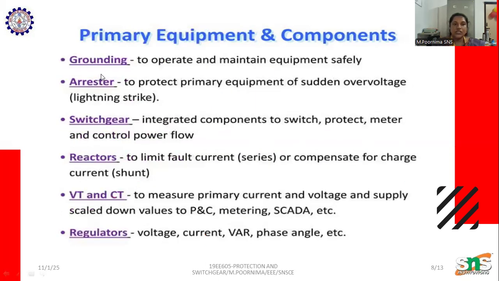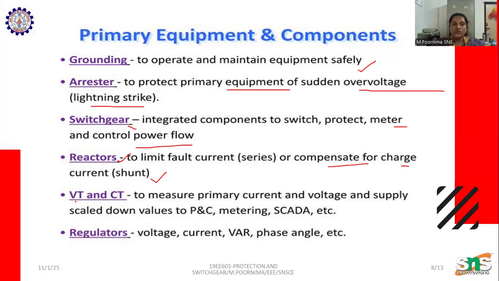Now coming to another set of primary equipments and components. Grounding is used to operate and maintain equipment safely. An arrestor protects primary equipments from sudden overvoltage, that is, a lightning strike. Switchgears are integrated components to switch, protect, meter, and control power flow. Next is the reactor, to limit fault current (series) or compensate for charging current (shunt).